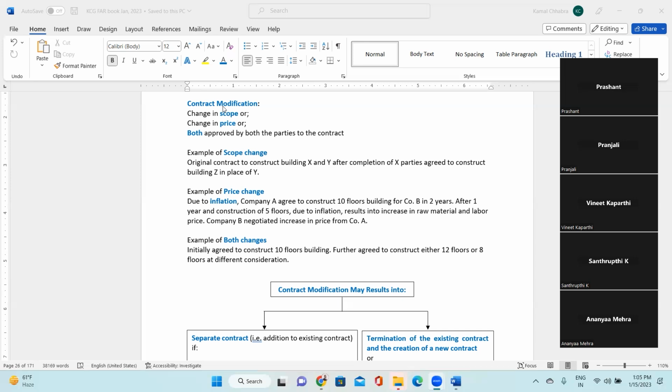Change in price due to inflation: company A agreed to construct a 10-floor building for company B in 2 years. After 1 year and construction of 5 floors, inflation results in an increase in raw material prices and labor prices. So company B negotiated to increase the price even though the scope is the same.